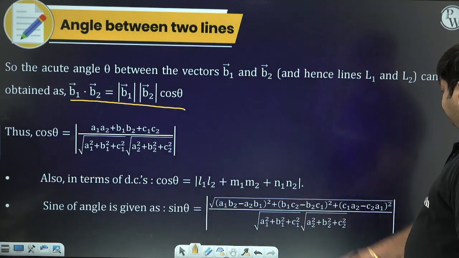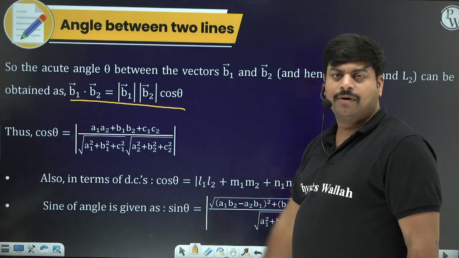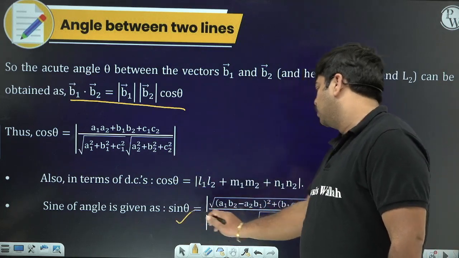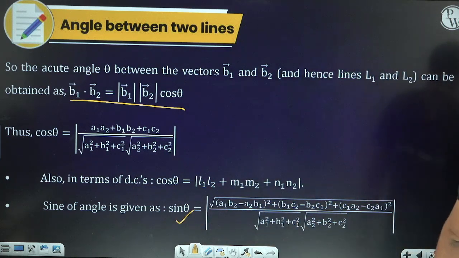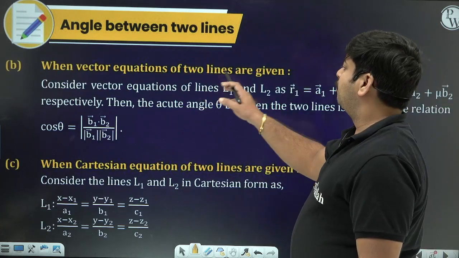So, from there, if you try to bring sine theta, you have sine square plus cos square equal 1. So, from there, you can also try to bring sine theta. But we don't use that much often. So, cos theta is well enough. And when vector equations of two lines are given.